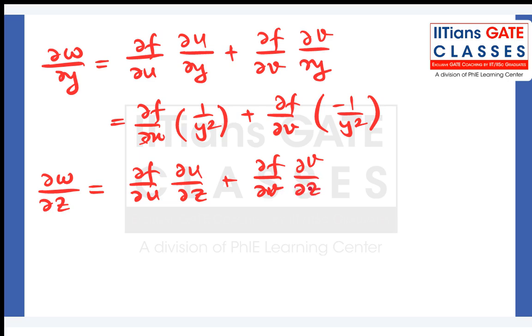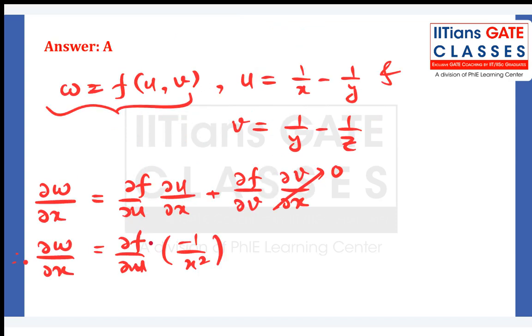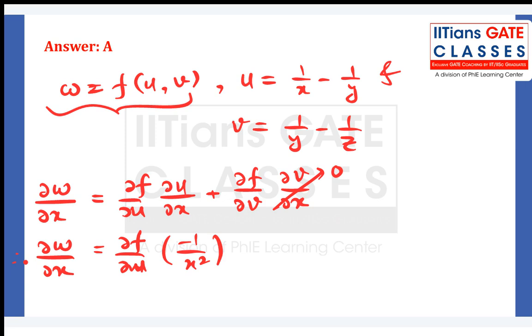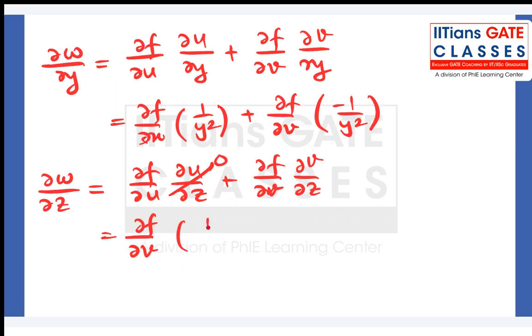Now, this term remains as it is. Del u by del z: see, u is not a function of z, it is xy, so this term is 0. Therefore you don't need to write this. You can directly write del f by del v into del v by del z. Del v by del z will be 1 by z square, because one negative sign is already there.